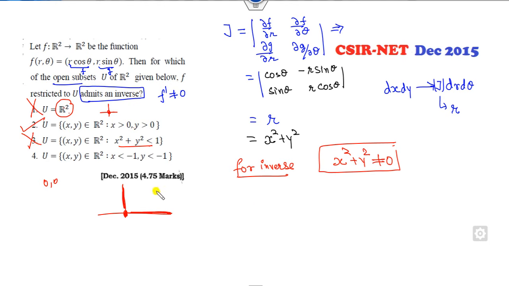This is cancelled. Here x is less than minus 1 and y is less than minus 1. So clearly x is 0, y is 0 is not satisfied here, so this option is also satisfied. The right answers are B and D, my correct options for this problem.